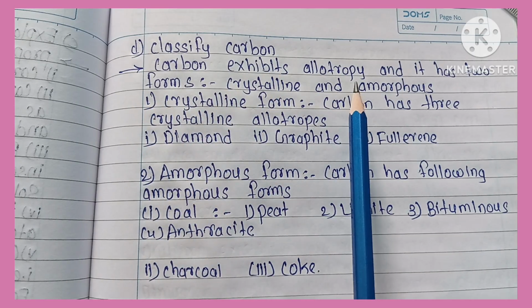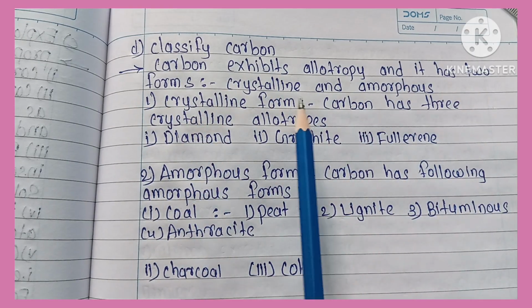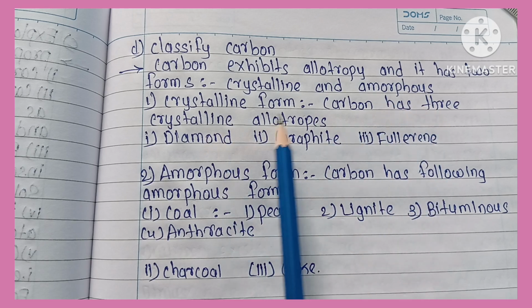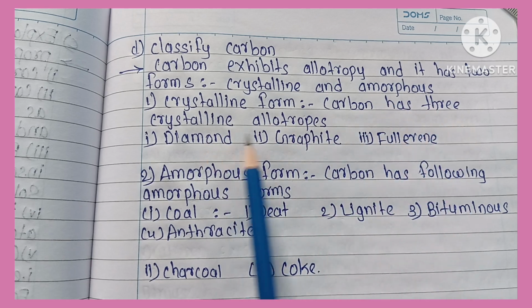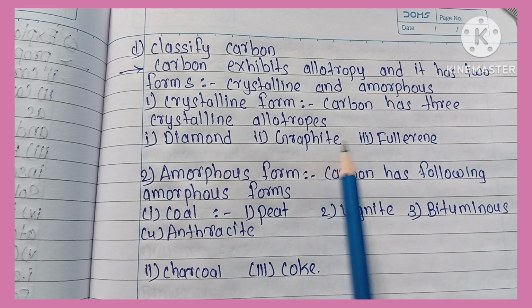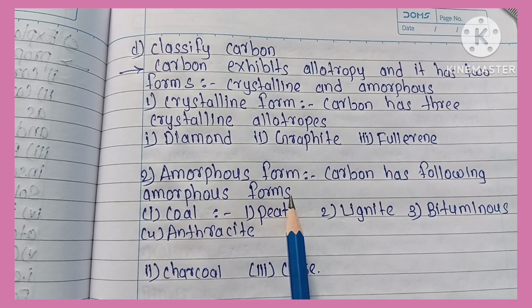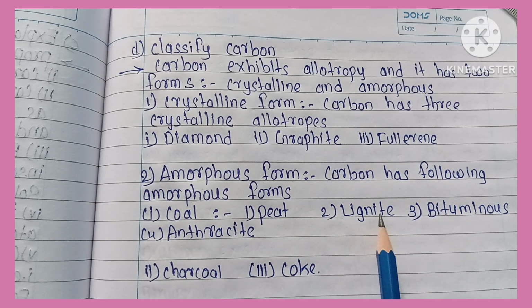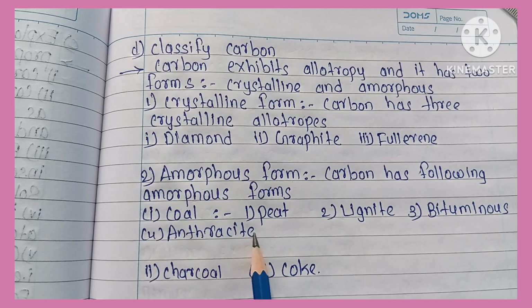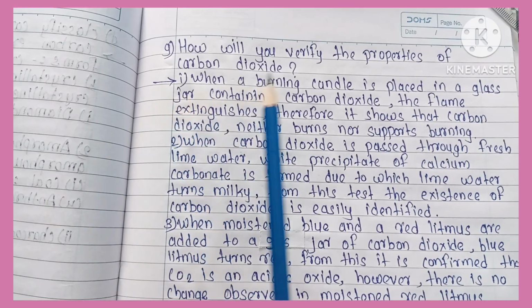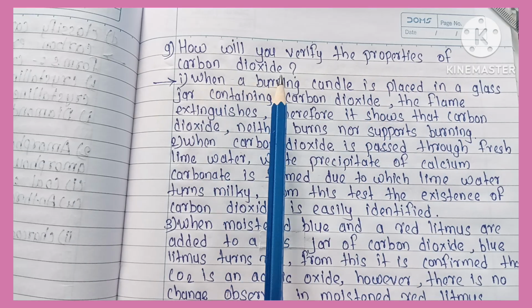Answer. Carbon exhibits allotropy and it has two forms, crystalline and amorphous. Crystalline form. Carbon has three crystalline allotropes: diamond, graphite, fullerene. Amorphous form. Carbon has the following amorphous forms: coal, peat, lignite, bituminous, anthracite, charcoal, coke. Next question. How will you verify the properties of carbon dioxide?